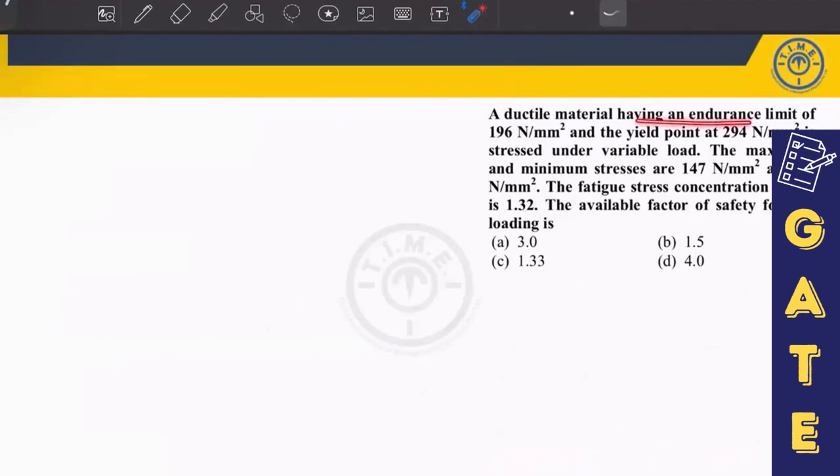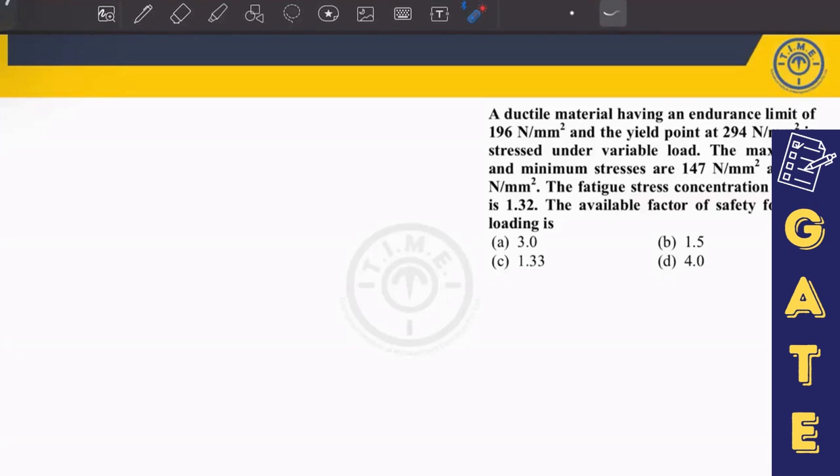A ductile material having an endurance limit, yield point is given, yield stress. The maximum and minimum stress is given. The fatigue stress concentration factor is 1.32. The available factor of safety you have to calculate. Very, very good question. Okay, so the fatigue stress concentration factor they have given. So maximum, minimum stress is given. So first of all, what you will do?